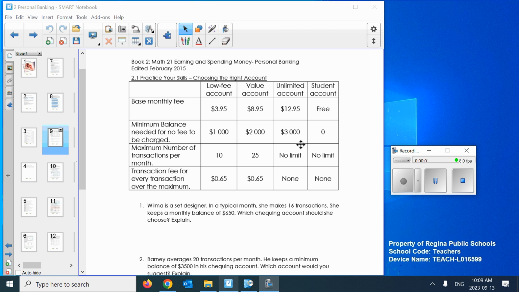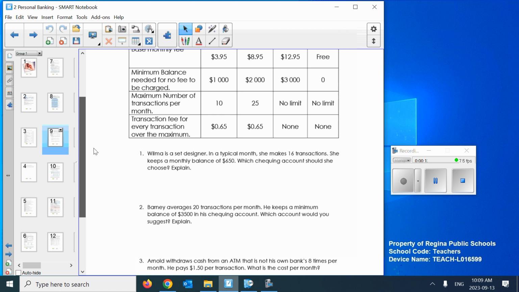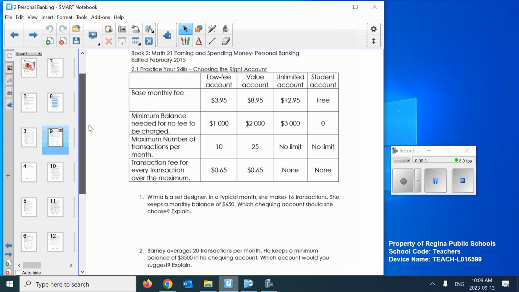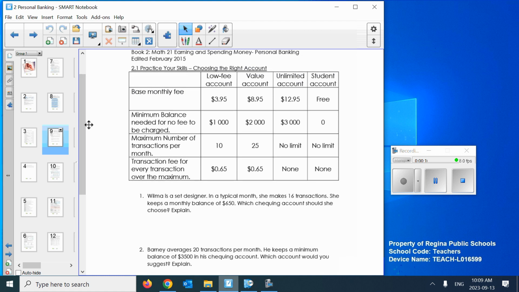Here we are. We're just going to finish up what I asked you guys to do the other day, make sure we're on the right track. Choosing a good bank account. This first one here, Wilma is a set designer. In a typical month, she makes 16 transactions, keeps a monthly balance of at least $650. Which checking account should she choose? The low fee, the value, the unlimited, or the student account? Well, doesn't sound like she's a student, so that's not an option, because that's a good deal.